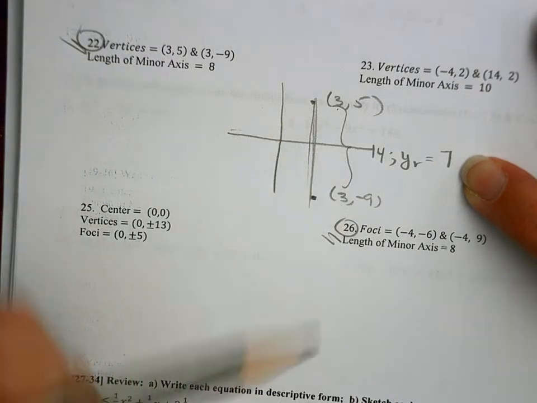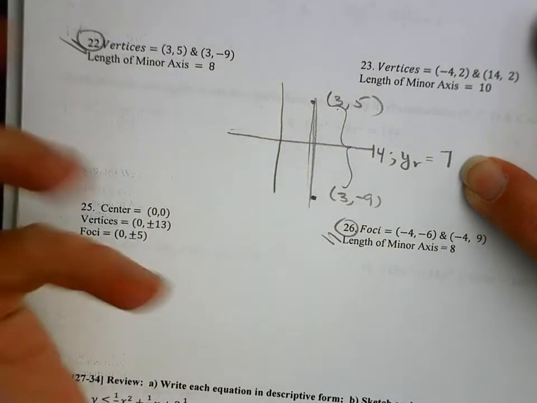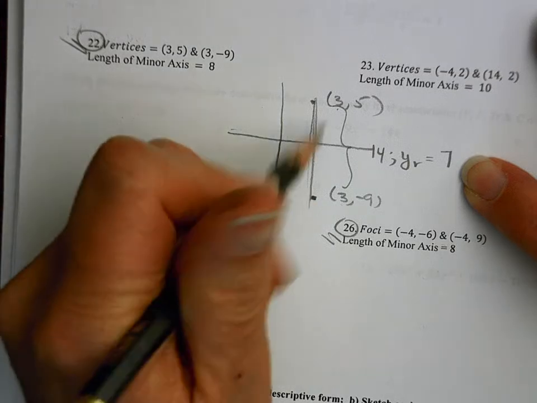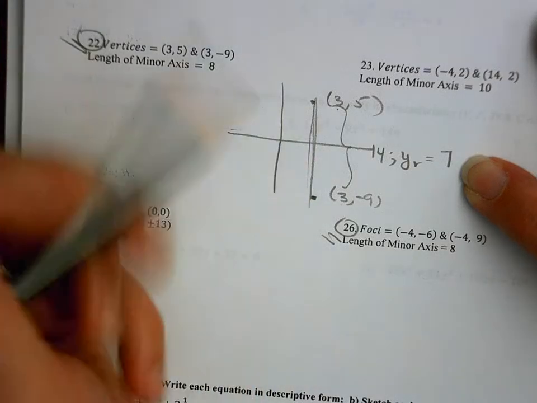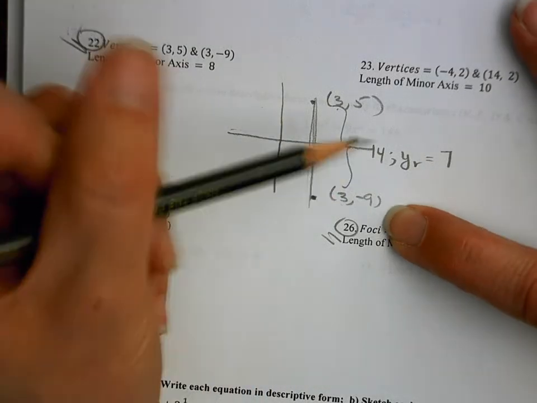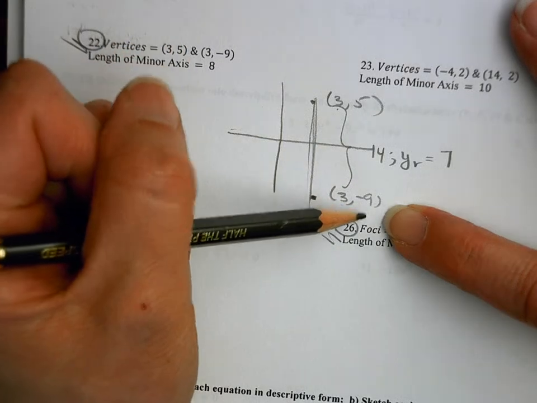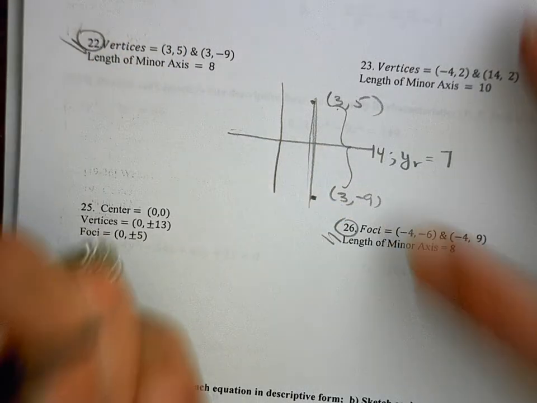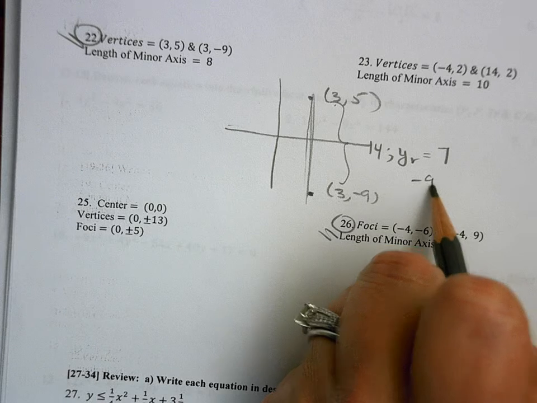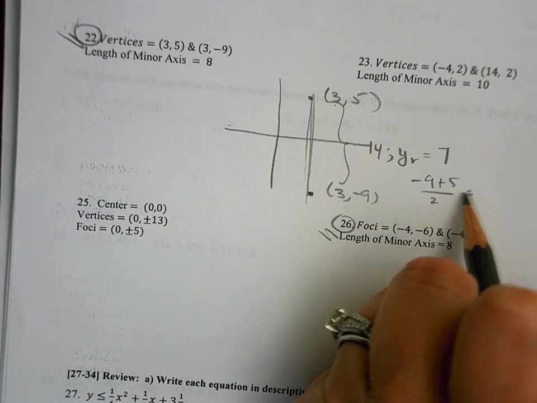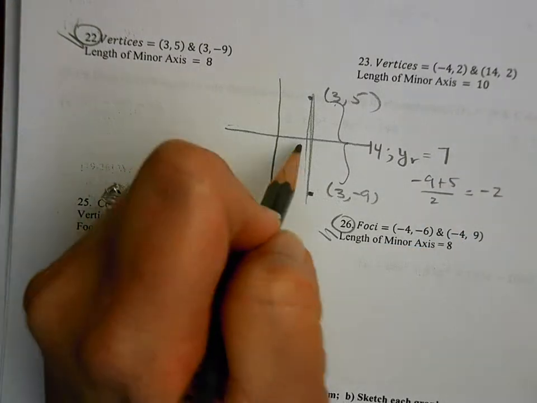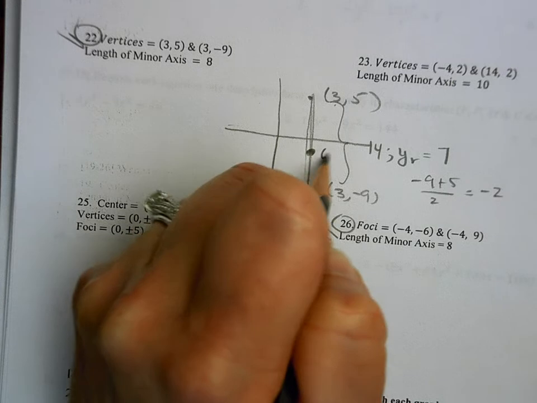So I want to find the center though, right? So my center is going to be in the middle. In the middle, so the x value will be 3. And then the middle of this, so I just average these two numbers, -9 plus 5 divided by 2, so that would be -2. So at 3, -2 is my center.